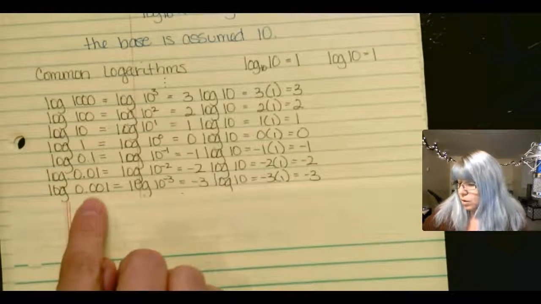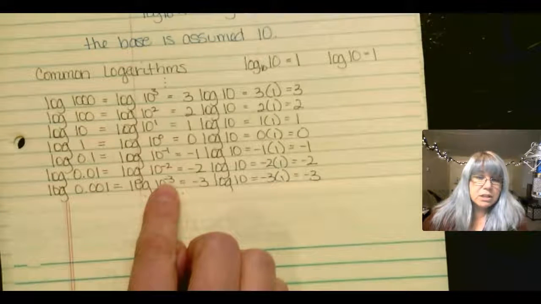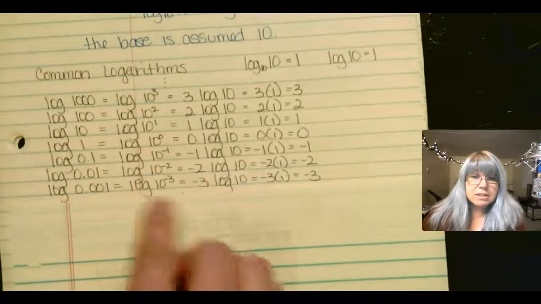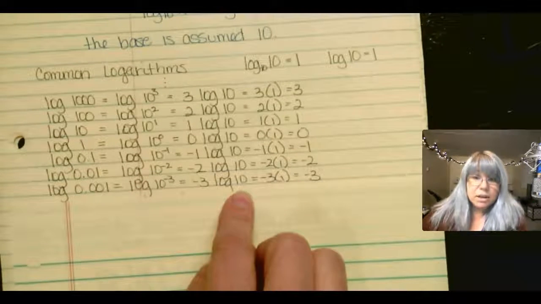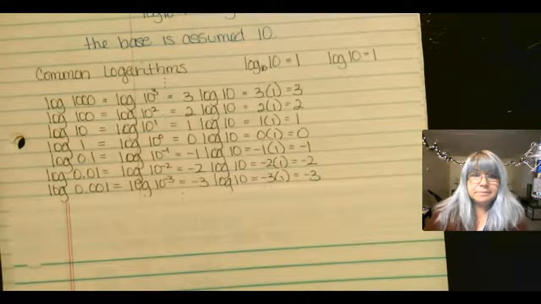Log 0.001, well, that's log of 10 to the negative 3. The proper procedure is to bring the negative 3 out front, and log 10 is a 1, so negative 3 times 1 is negative 3.